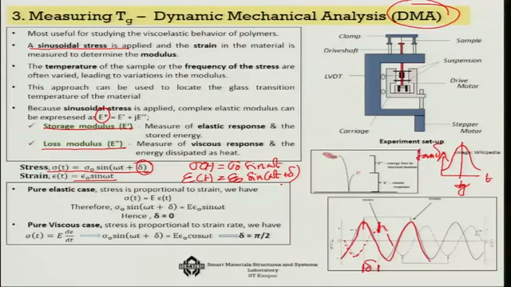Now for a purely elastic case, this delta is actually 0. That means stress and strain are exactly in the same phase. For a purely viscous case, this delta is actually pi by 2, which means the stress and strain are in a 90-degree opposite phase. And for a viscoelastic material, it is always in between the two.